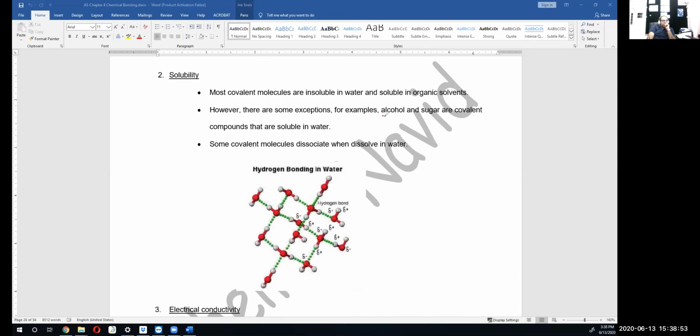For example, alcohol. Alcohol is this. What is the name of this alcohol? Ethanol. Since we have an oxygen here, oxygen is partially negative. Hydrogen is partially positive. So the partially negative oxygen will attract which portion of the water molecule? Hydrogen. And this hydrogen is going to attract the positive, the oxygen.